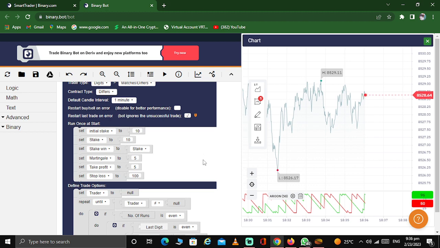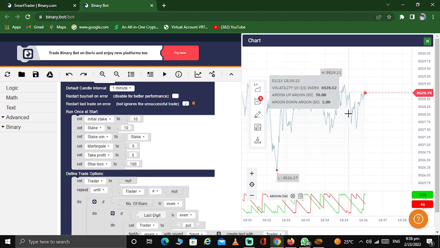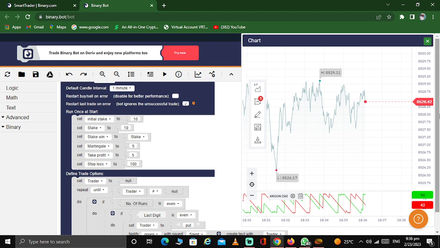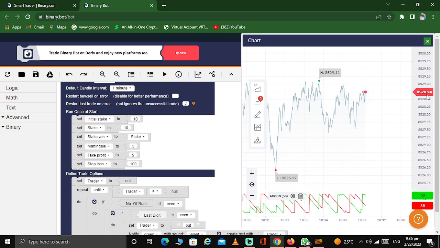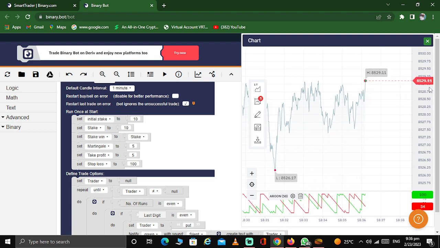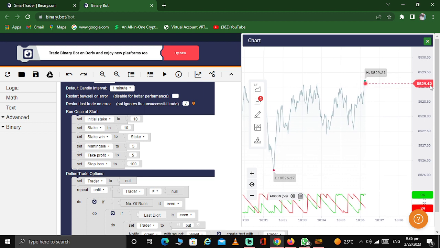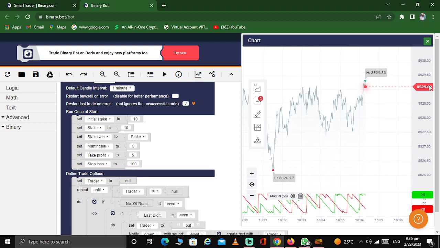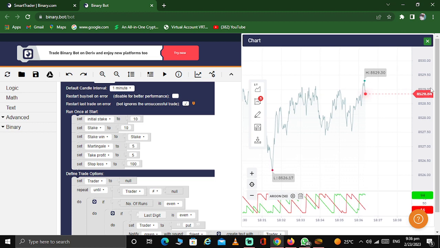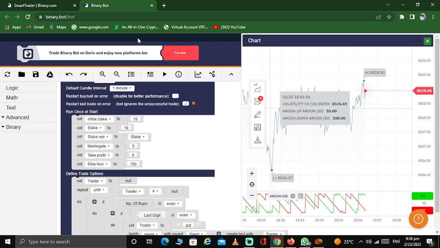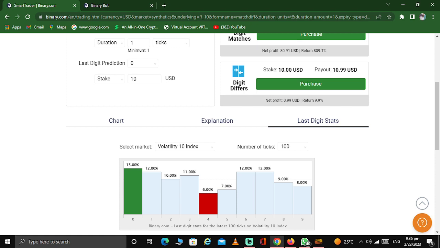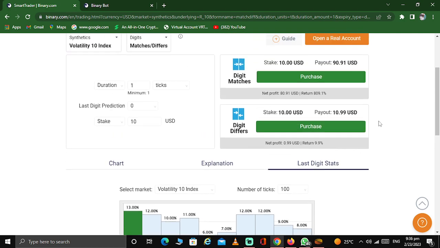But first, we are going to be using 4 different predictions. That's why I have my graph open here. We're just going to be looking at the statistics, which numbers occur more frequently, and those are the numbers that we are going to avoid. If you have difficulty noting the numbers from the graph, you can just go to your smart trader and look at the last digit statistics here. So as you can see, I have the last digit statistics.